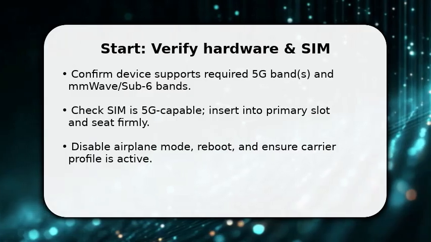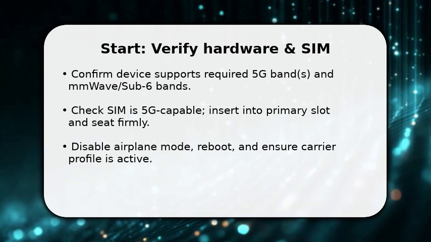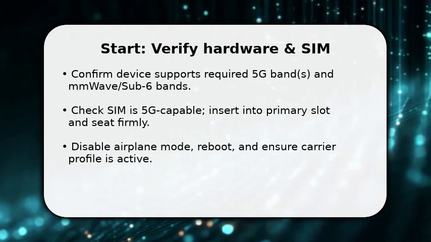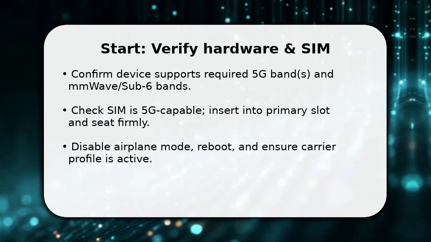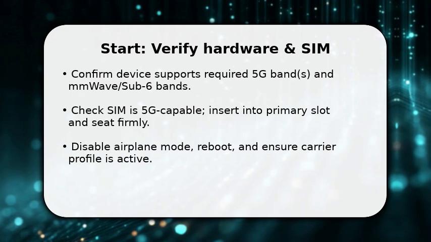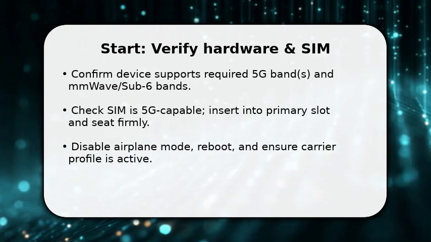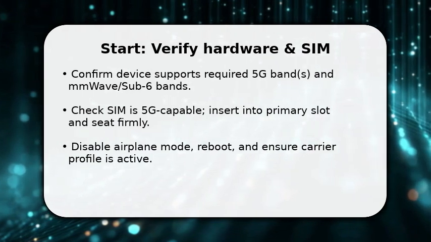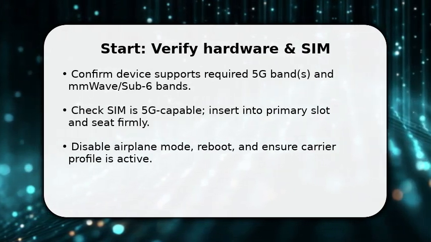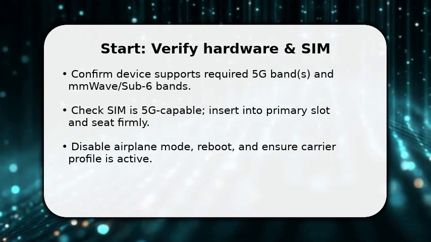You begin by verifying hardware and SIM compatibility. Check that your phone supports the carrier's 5G bands and that the SIM is provisioned for 5G. Once done, power cycle the device to refresh network attachment. Make sure 5G mode is enabled in network settings and the SIM sits in the primary slot if dual SIM.